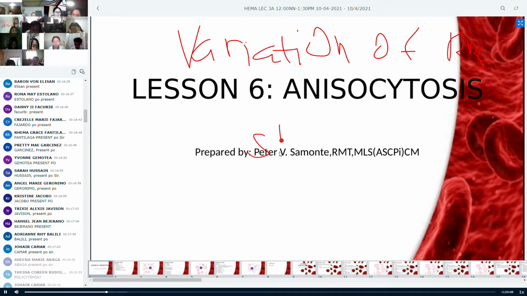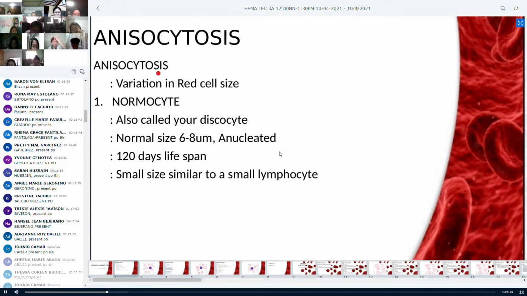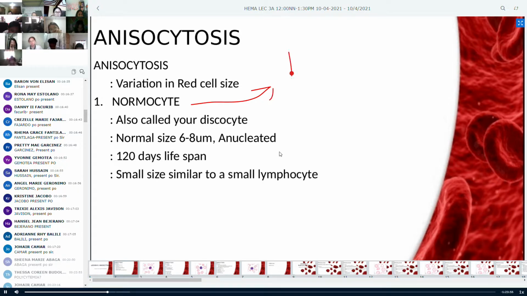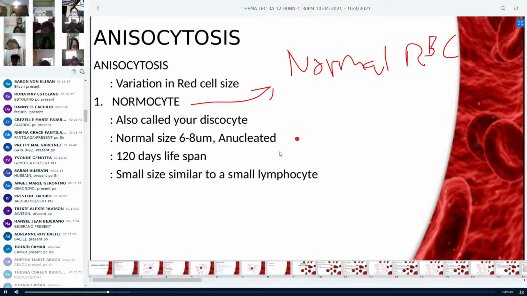RBC size. Now, there are three types of anisocytosis. The first one would be your normocyte. Your normocyte class would refer to your normal RBC. It would appear discoid in shape.